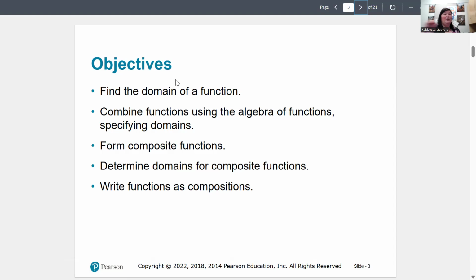So we want to talk about domain again of functions, because we've done a little bit with domain looking at graphs and things like that, but we're going to expand on that a little more. We're going to combine functions using algebra, like adding two functions, multiplying two functions, things like that. And then we're going to do compositions. And once we get to compositions, we're going to talk about domains again.